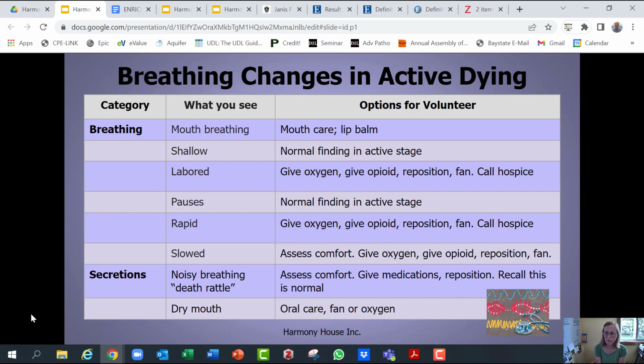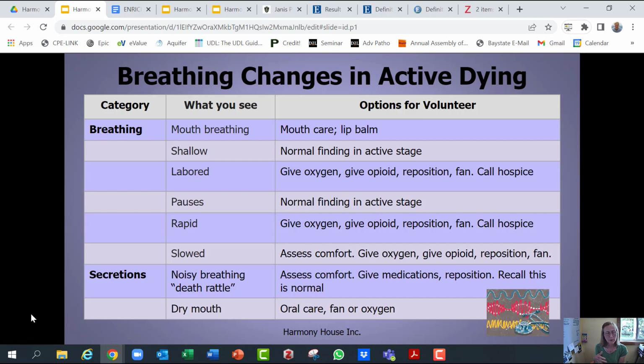If breathing becomes shallow, that's something that we would determine is quite normal in this active stage of dying. On the other hand, if you notice that your resident has labored breathing, that is something we would want to intervene on by giving oxygen, giving an opioid at a low dose, an appropriate dose as directed by hospice, repositioning them, and offering that fan as we mentioned before. And of course, labored breathing might be distressing, so that's something we really want to actively manage.